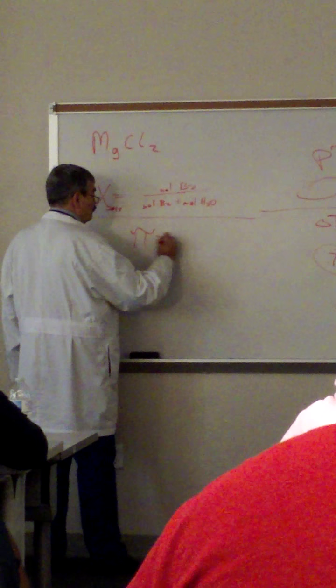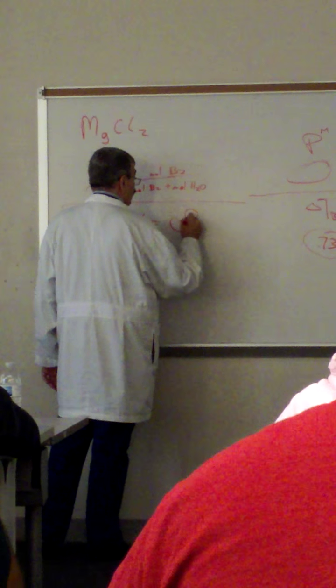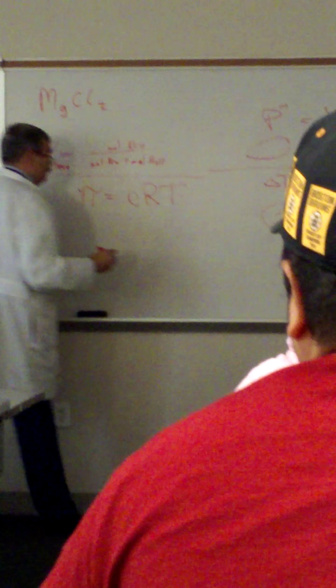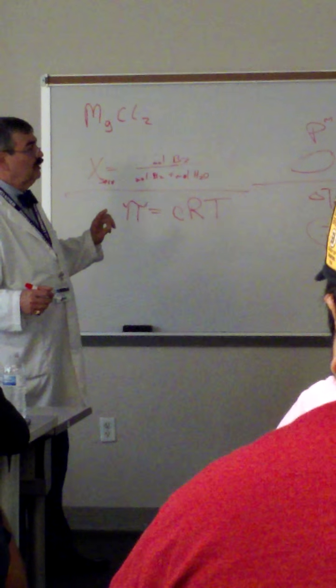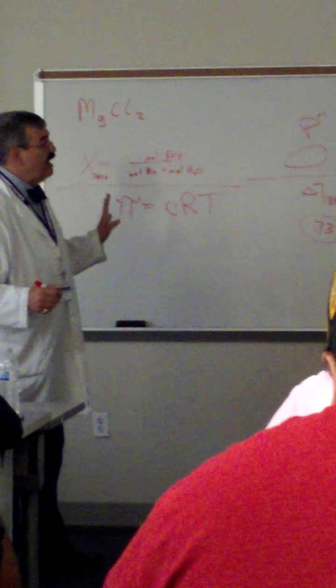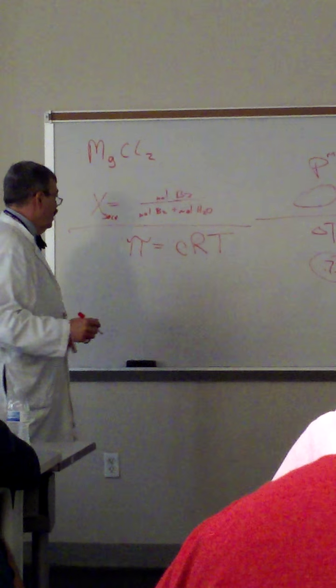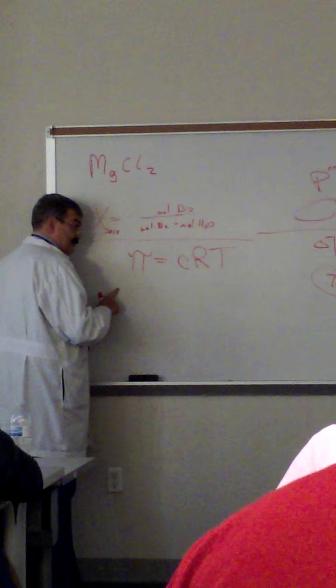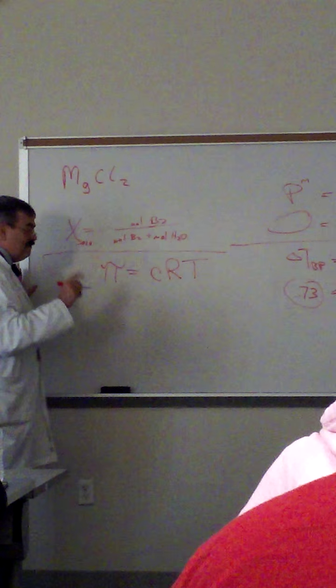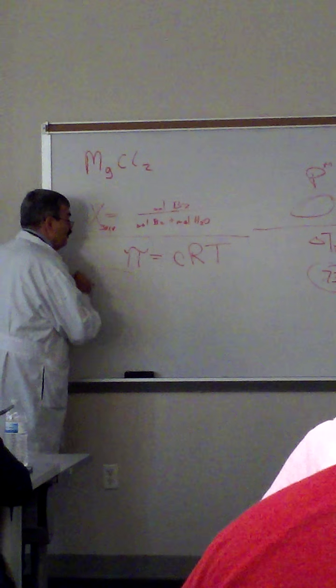I is equal to CRT. That's the equation. What is pi? Pi is the osmotic pressure. The osmotic pressure in what units? Do you need to convert this to anything? Just leave it in atmospheres.